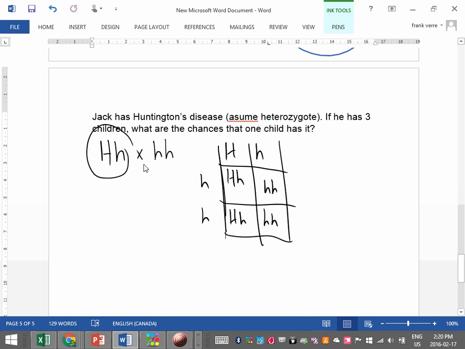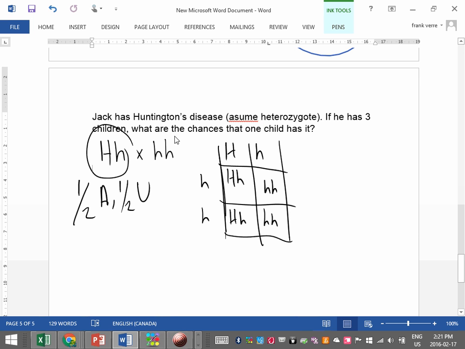So, here's your Punnett square. You're gonna get a question like that. So according to this Punnett square, half chance of being affected, half chance of being what? Unaffected. Now, we need to know that because now the second part of it is you have 3 kids.